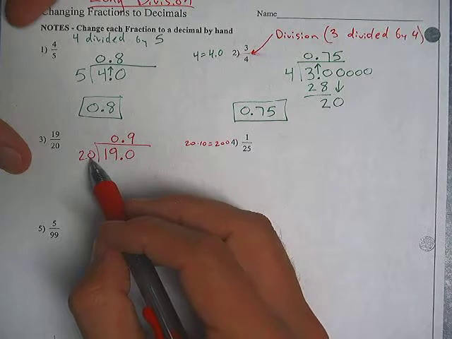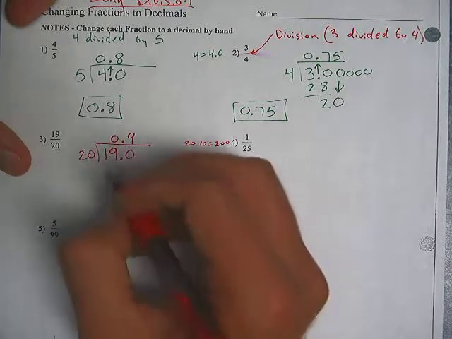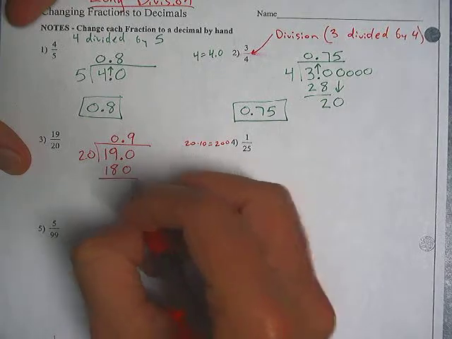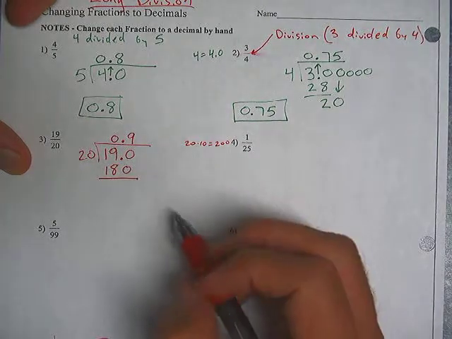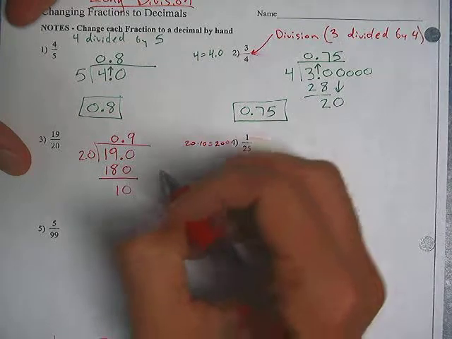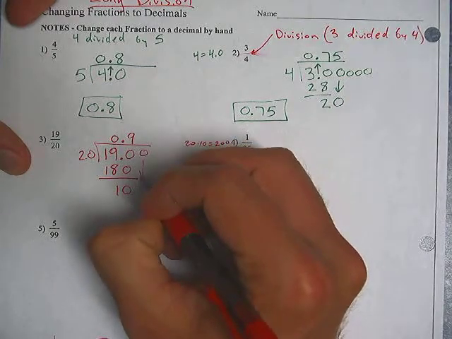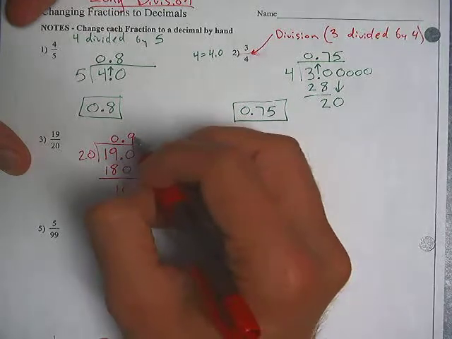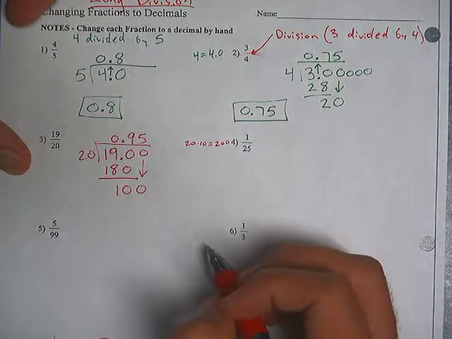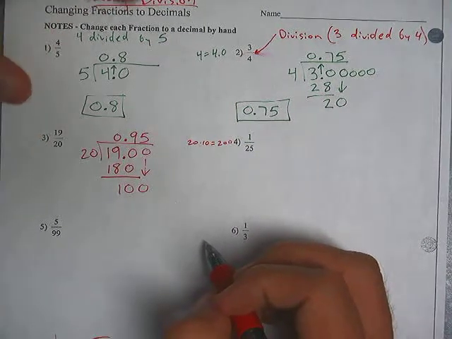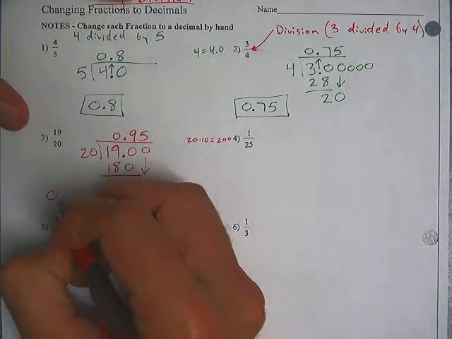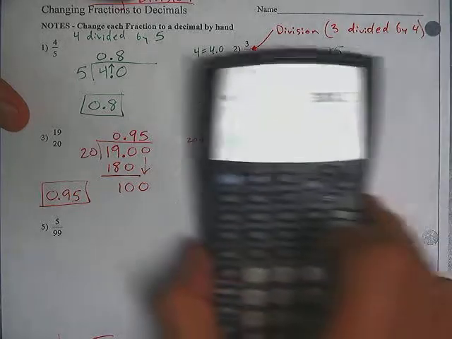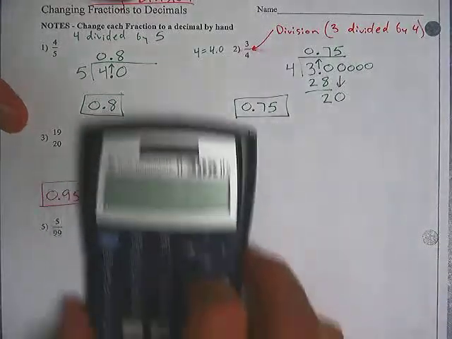Think about what 9 times 2 is. 9 times 2 is 18. So instead of 2, it's 20. I just add a 0. So if 9 times 2 is 18, 9 times 20 is 180. Now, if I subtract here, I get 10, and I need to bring down another 0. 20 goes into 100 5 times exactly. Since it's exact, I'm done. My final answer here is 0.95.